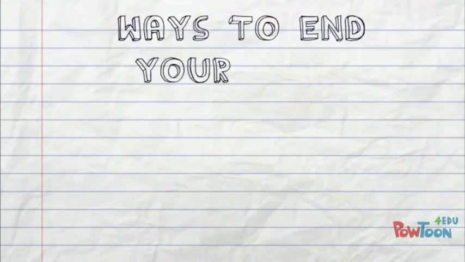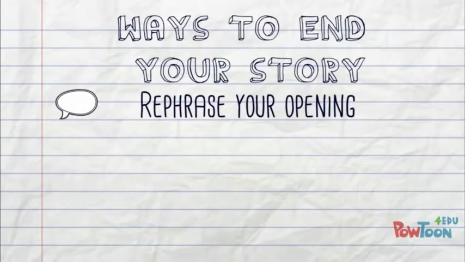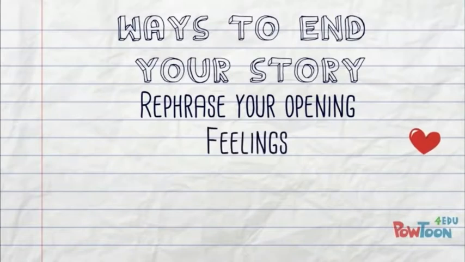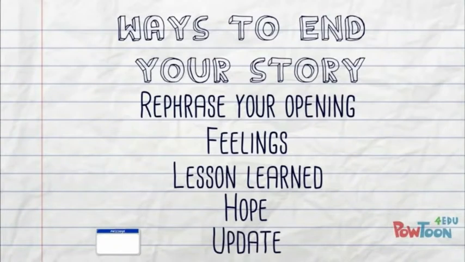There are many ways to end a story. Here are a few ideas. You can rephrase your opening. You can tell your feelings about what happened. You might describe what you learned. You can give a hope about the future. Or you can give the reader an update. Now let's look at each of those ideas a little more closely.